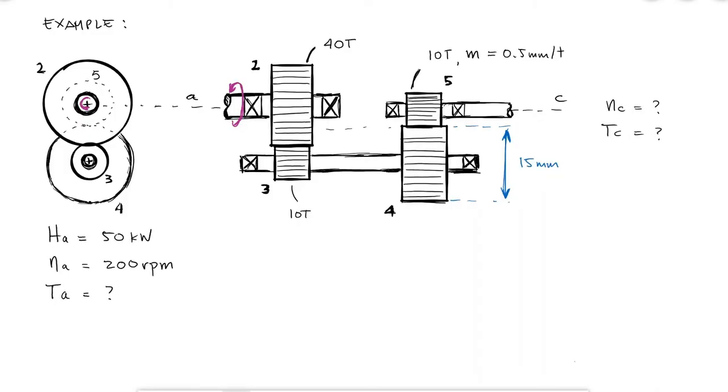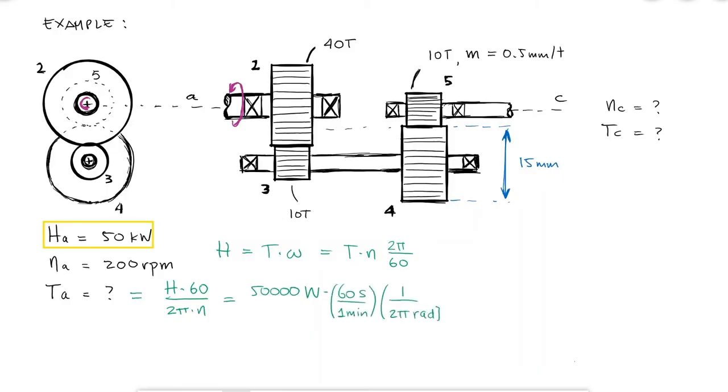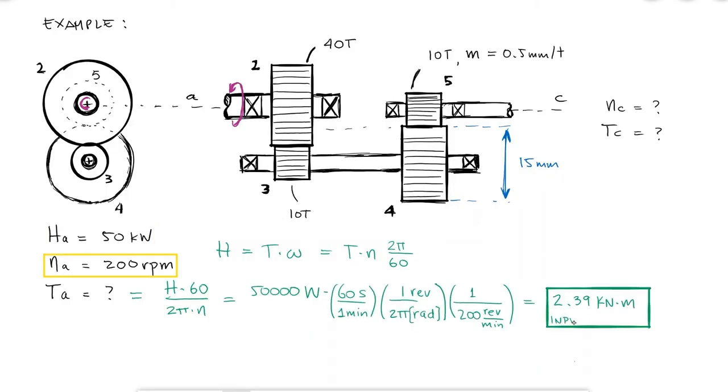The first one of these questions is almost not related to what we learned today. Maybe it's related to what we reviewed today from physics. If power is equal to the torque times the angular velocity, and the angular velocity is 2 pi over 60 times the revolutions per minute, then the torque is equal to power times 60 over 2 pi n. With 50,000 watts and 200 revolutions per minute, the torque would be 2.39 kilonewton meter.